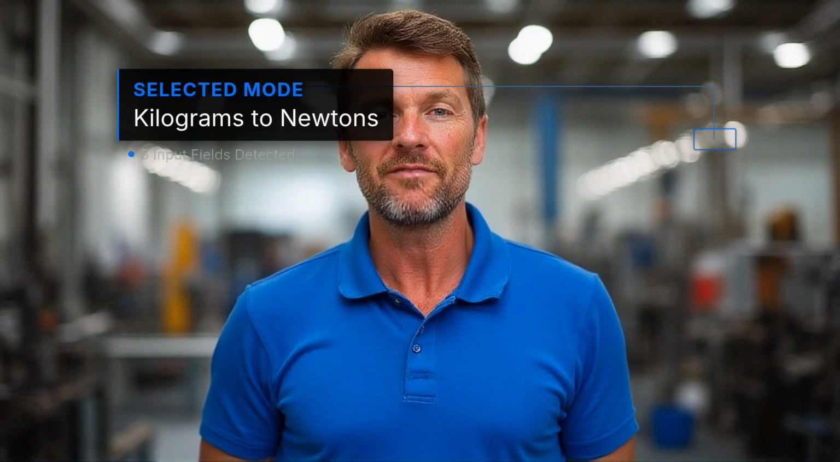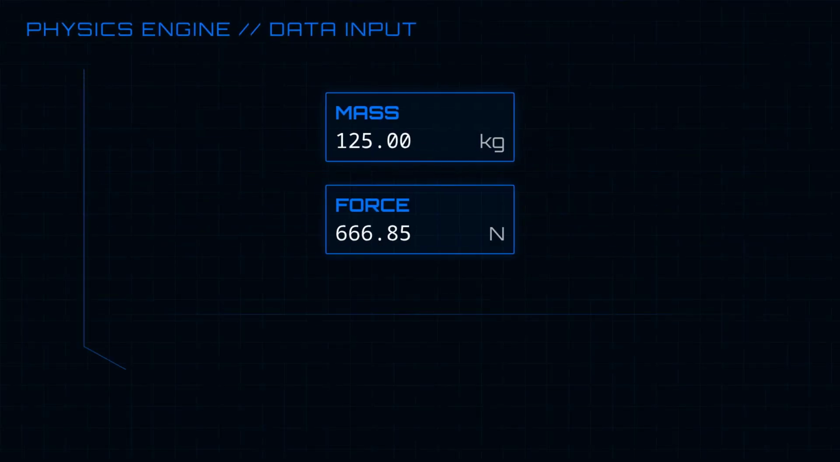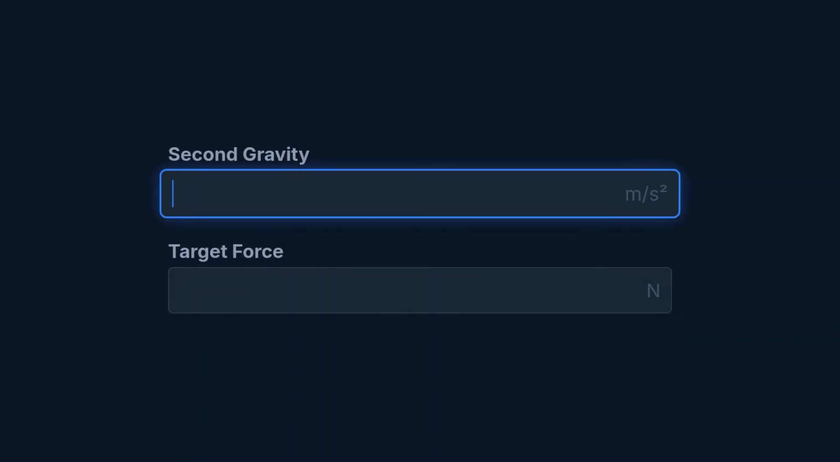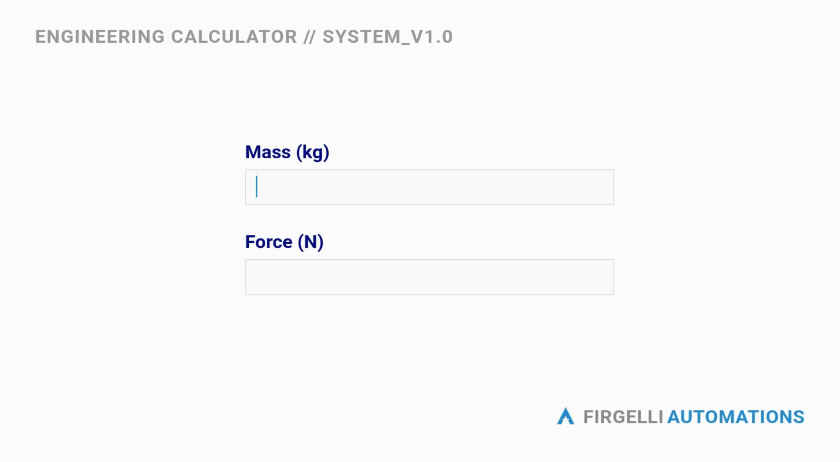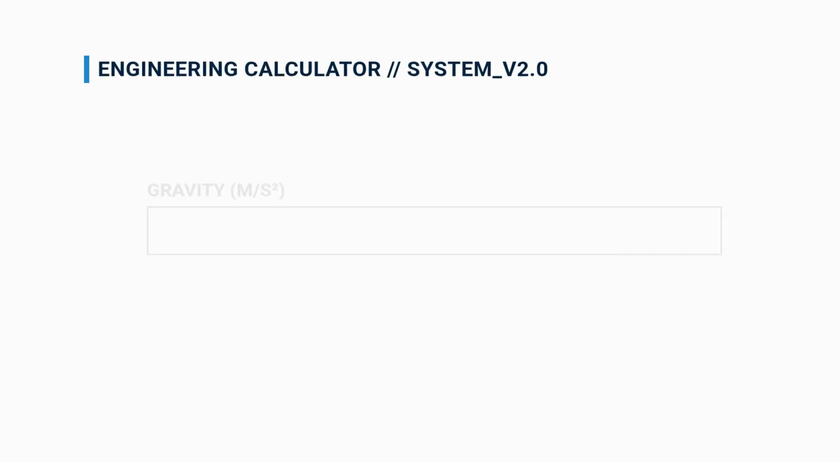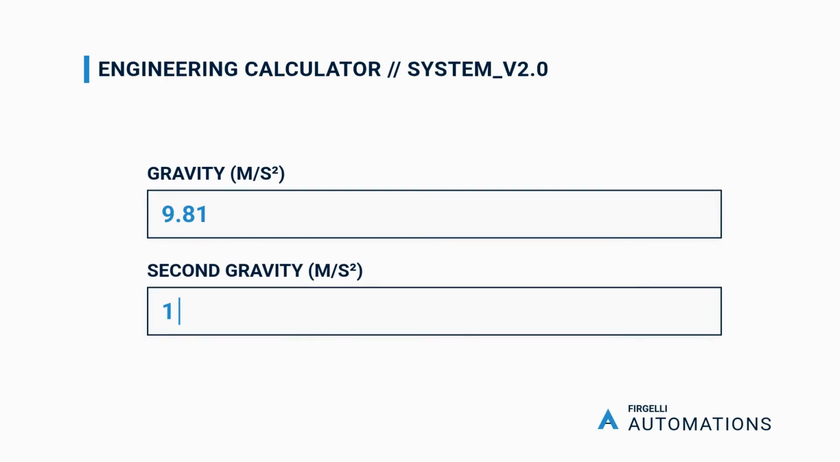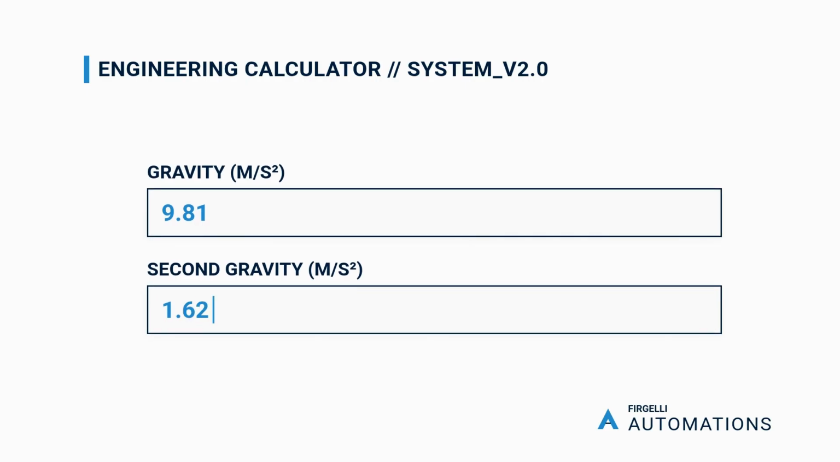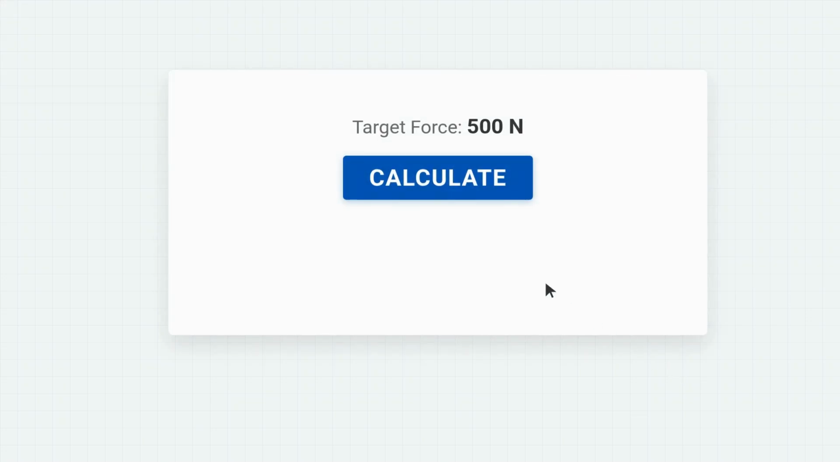Below that are 5 input fields: mass in kilograms, force in N, gravity in meters per second squared, second gravity in meters per second squared, and target force in N. Let's calculate using these values. Mass equals 10 kilograms, force equals 98.1 newtons, gravity equals 9.81 meters per second squared, second gravity equals 1.62 meters per second squared, and target force equals 500 newtons.